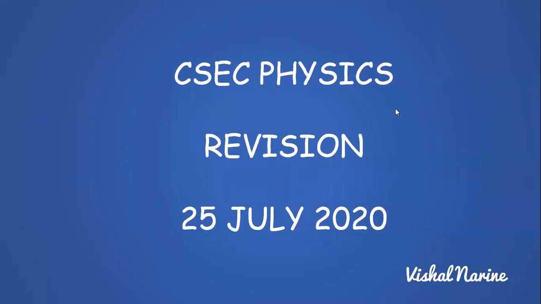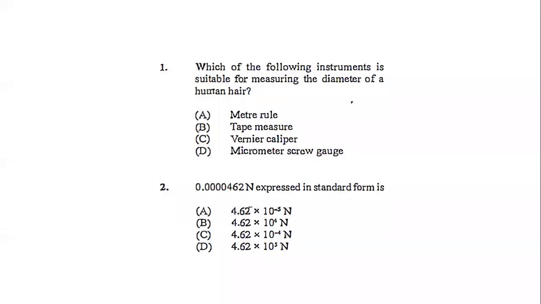We're doing CXC Physics Revision, and we'll be looking at the January 2020 paper one. All right, so let us begin by looking at the first question on that paper. So we'll work question one first. Very simple question. So you can type in your answers for question one and question two.